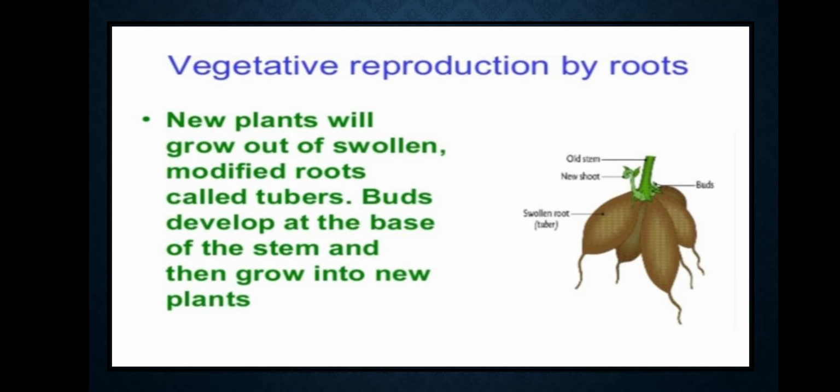Then, how natural vegetative propagation takes place through the roots. Roots of some plants develop vegetative buds, which are the modified roots termed as tubers. These buds, after separation from the parent plant, form a new plant. These types of buds are formed at the base of the stem. The examples of vegetative propagation by roots are sweet potato and Trichosanthes dioica, which in Hindi we call parval.